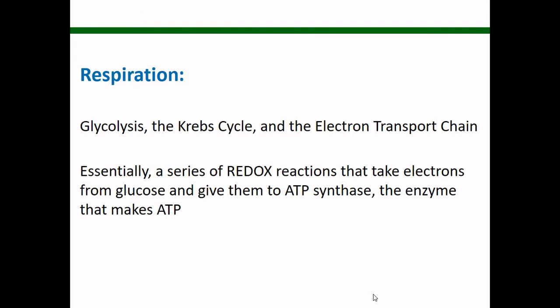Respiration consists of glycolysis, the Krebs cycle, and the electron transport chain. What it is essentially is a group of redox reactions that take all of the electrons from glucose and give them to an enzyme called ATP synthase, which then makes ATP.